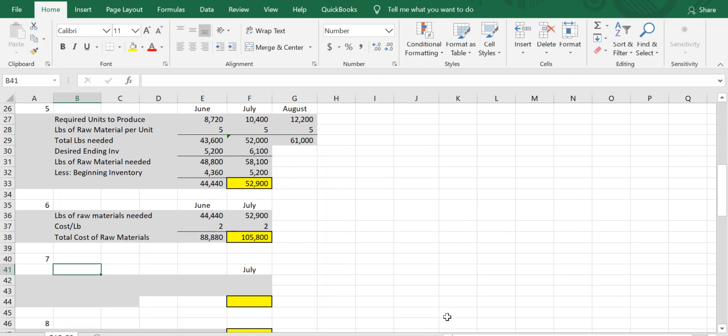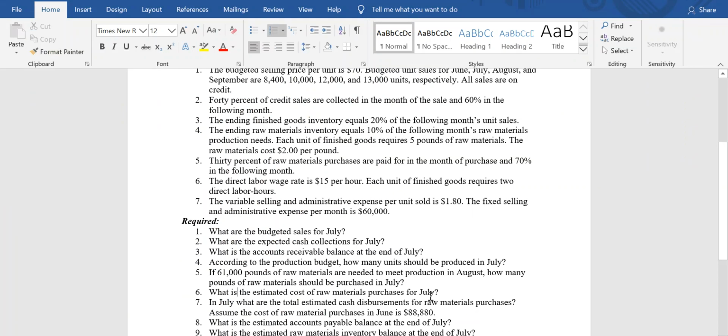It says, in July, what are the total estimated cash disbursements for raw materials? Assume the cost of raw materials purchases in June is 88,880, which is what we calculated. So if we look at number 7, we have to calculate what we are going to spend or disburse in July for the purchases in June, and in July for the purchases in July. Well, if we look back here, number 5 says 30% of raw material purchases are paid for in the month of purchase and 70% in the following month.